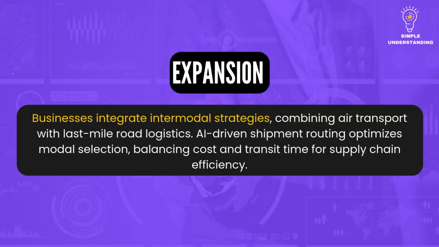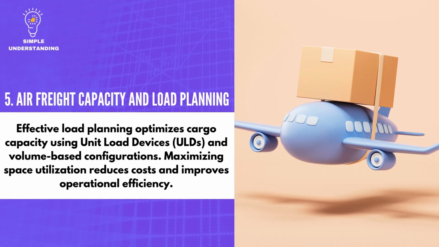costs. Expansion: businesses integrate intermodal strategies, combining air transport with last-mile road logistics. AI-driven shipment routing optimizes modal selection, balancing cost and transit time for supply chain efficiency. 5. Air freight capacity and load planning. Explanation: effective load planning optimizes cargo capacity using unit load devices, ULDs, and volume-based configurations. Maximizing space utilization reduces costs and improves operational efficiency.